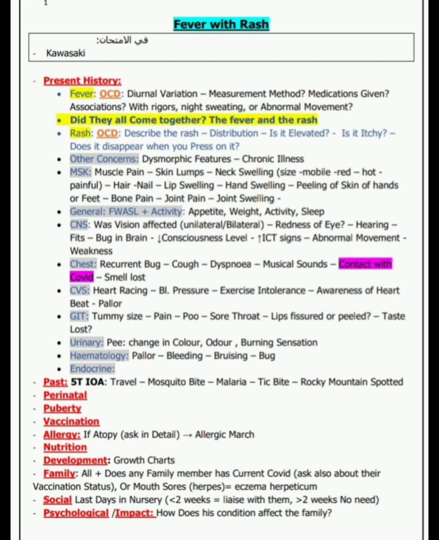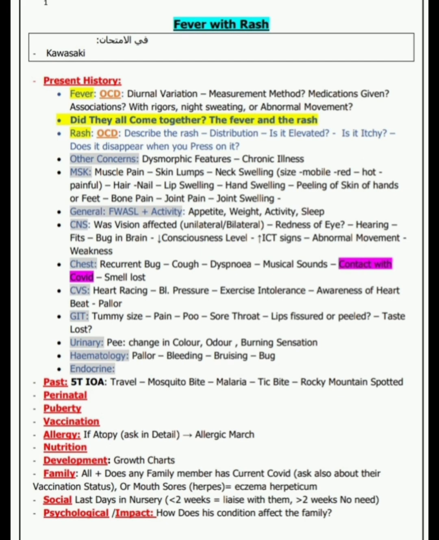Look, in the musculoskeletal system we ask lots of things because all are pointing to Kawasaki disease. General, FWASL, we all know: fever, weight concern, activity, sleep, any lump or lymph nodes, appetite. In general we ask all this, how the disease affects his appetite, his weight, his activity, whether he is active or not, his sleep, whether he is sleeping well or waking from sleep. CNS, we ask whether any vision is affected, unilateral, bilateral, redness of the eye, hearing, fits, bug in the brain, decreased consciousness level, raised ICT signs, abnormal movement and weakness.